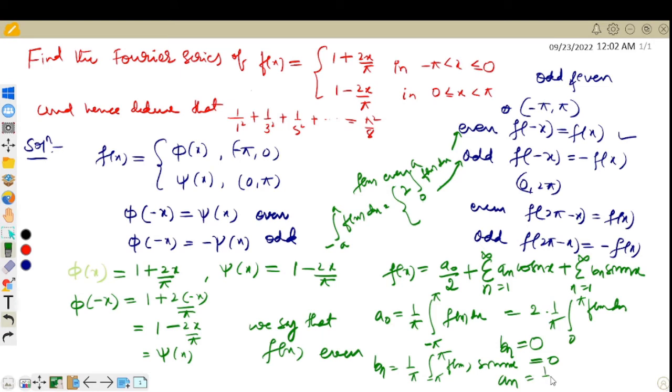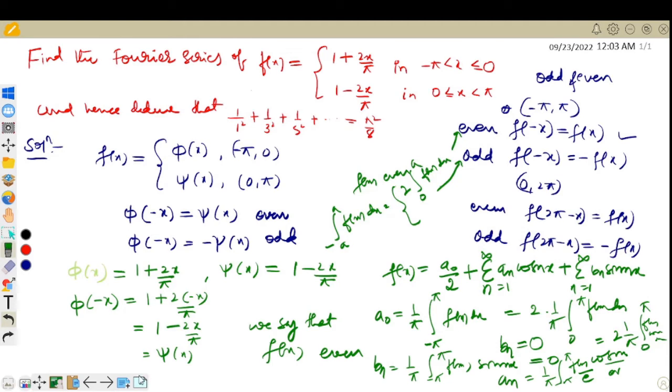An value is 1 by pi, integral from minus pi to pi, f of x into cos nx. But here f of x is even and cos nx is even, and even into even is even, so it will become 2 times 1 by pi, into half of minus pi to pi, which is 0 to pi, f of x into cos nx into dx. So that is the advantage of using even and odd nature.